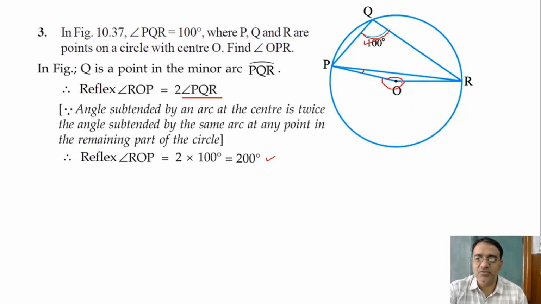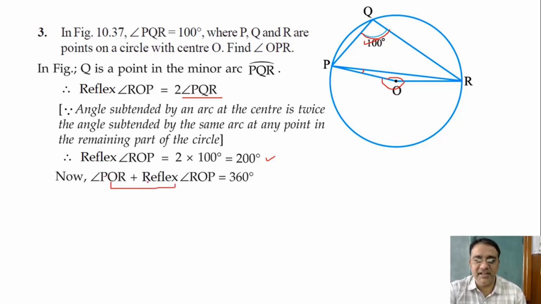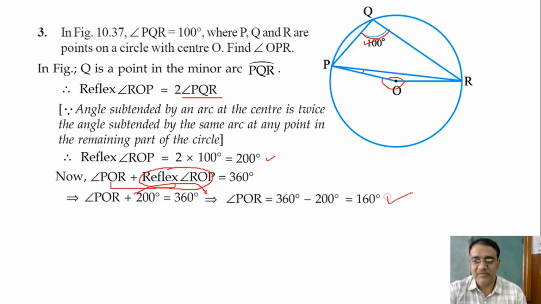Because the sum of these two angles is 360 degrees, a complete angle. Yes, the sum of all the angles at a point is equal to 360 degrees. So the sum of these two angles is 360 degrees, and the value of this angle is 200. Now we'll substitute 200. Now shift 200 to this side, minus 200. So finally we get 160 degrees. Any doubt here?